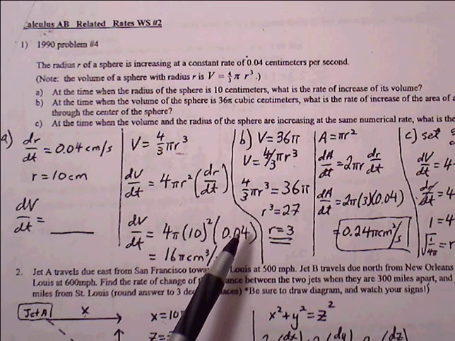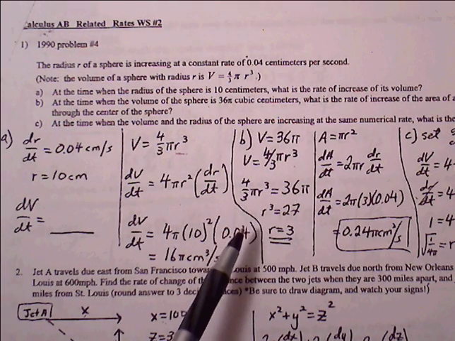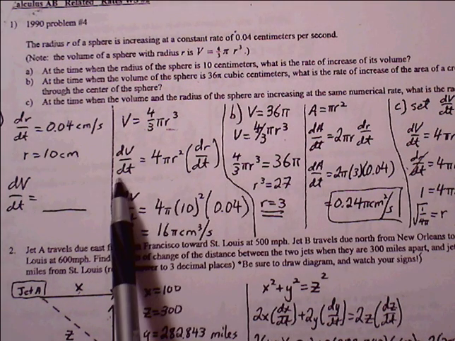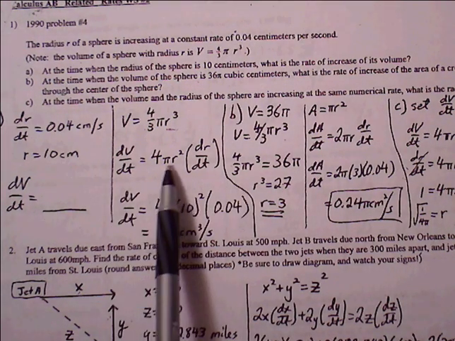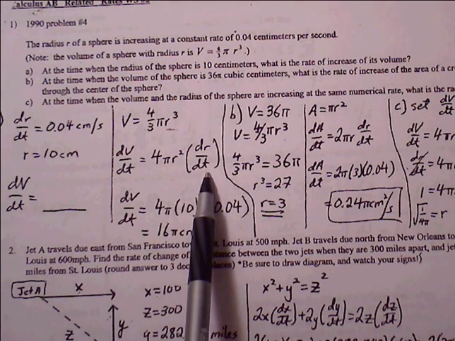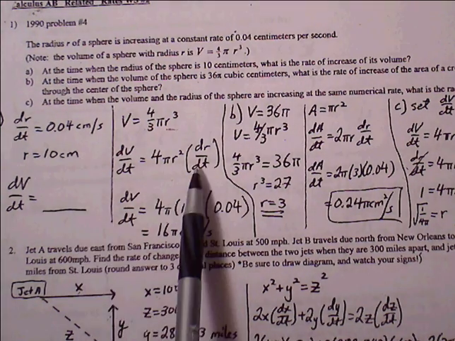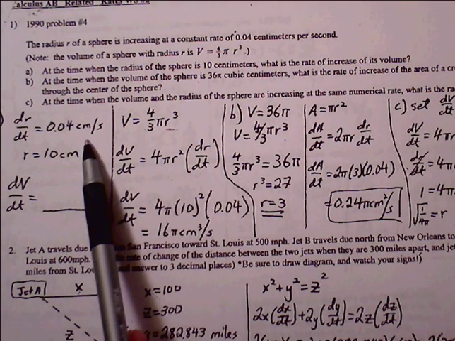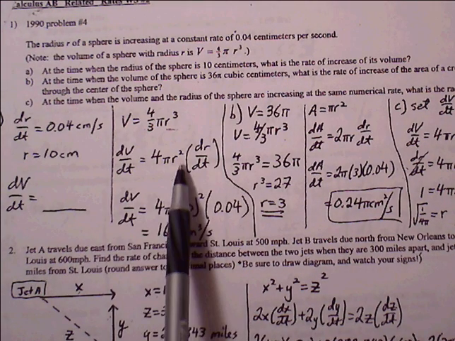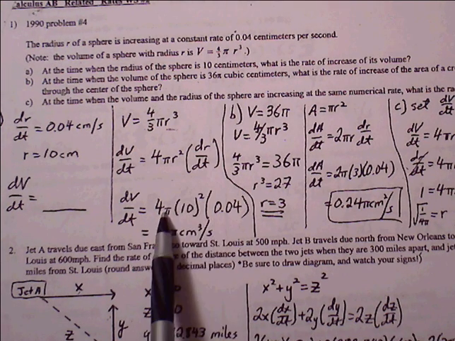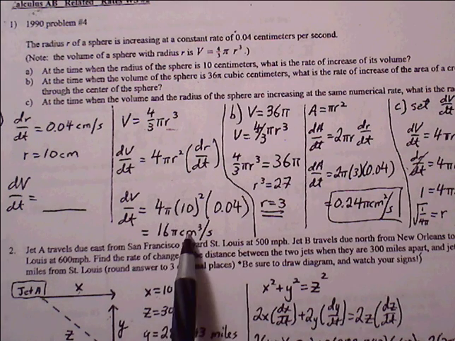All right, so now next we can start plugging in information to help us solve for our missing variable. We're trying to find dv dt. So we need to plug in r and we need to plug in dr dt. Well, we know what r is, which is 10 centimeters. We also know what dr dt is, which is 0.04 centimeters per second. So let's make that substitution. r gets replaced with 10. dr dt gets replaced with 0.04. We multiply everything through, and we get 16 pi cubic centimeters per second.